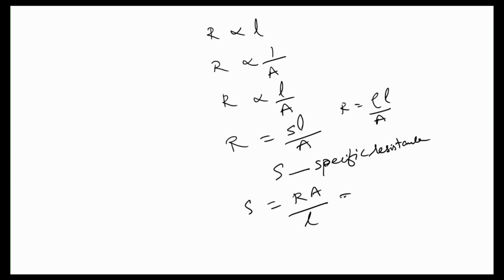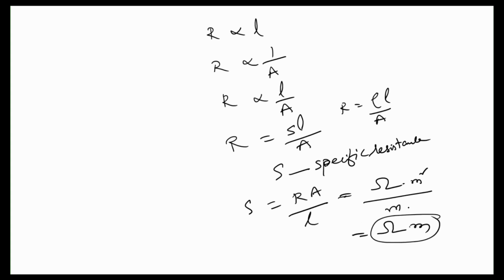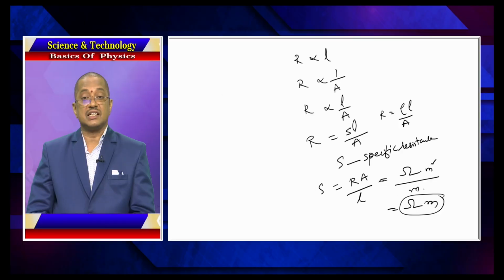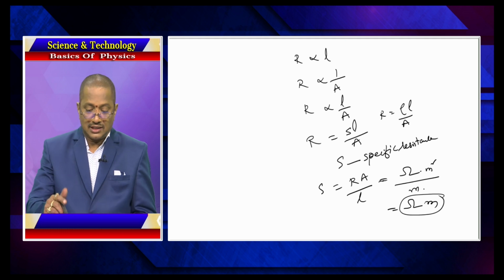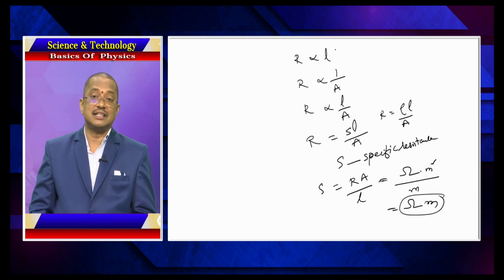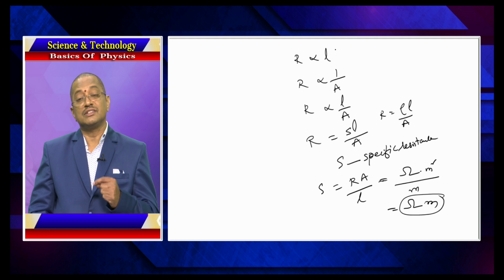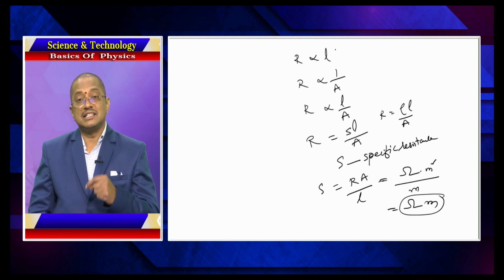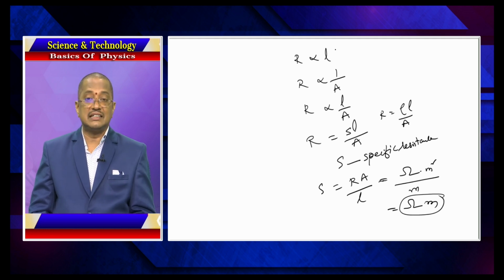For R the unit is ohm, A is in meter square, and L is in meters, so ohm meter is the unit for specific resistance. This is very, very important. Clear? Resistance is directly proportional to its length and inversely proportional to the cross-sectional area of the conductor, and R is equal to S L by A.